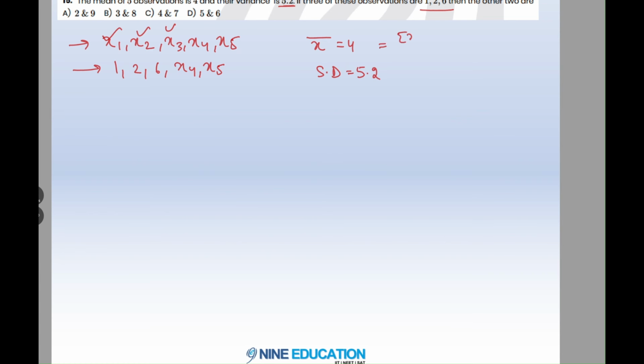Formula for mean is summation xi by the total number of observations. Variance is summation of xi square by n minus summation of xi by n whole square. You can say that this is the mean. Now using the first equation which is given, that mean is equal to 4, we can find one equation from there and one equation we can find from the variance.